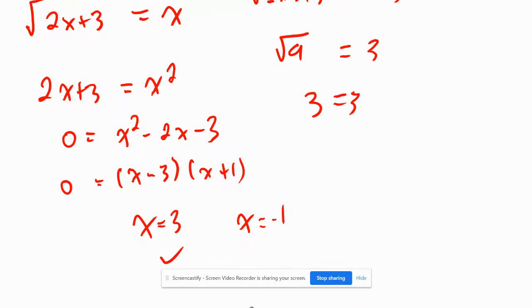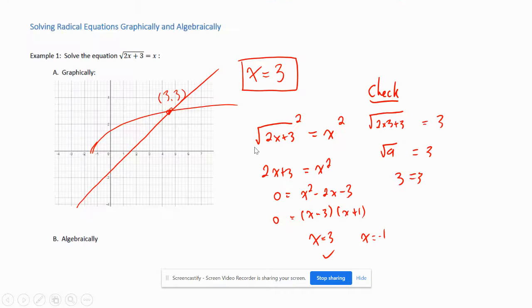Doing the same thing for my negative 1 solution, we get the square root of 2 times negative 1 plus 3 equals negative 1. 2 times negative 1 is negative 2, plus 3 is 1. The square root of 1 is 1, and 1 does not equal negative 1, so that means this one is what we call an extraneous root. So we just exclude it from our solution.